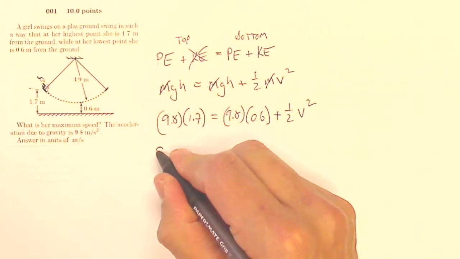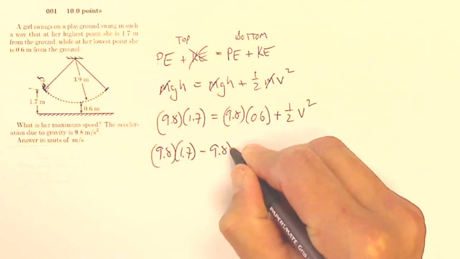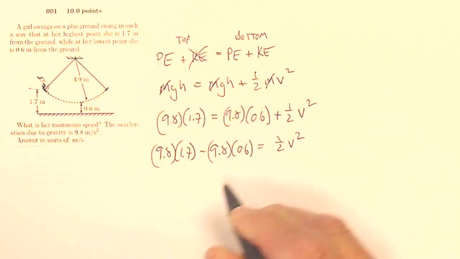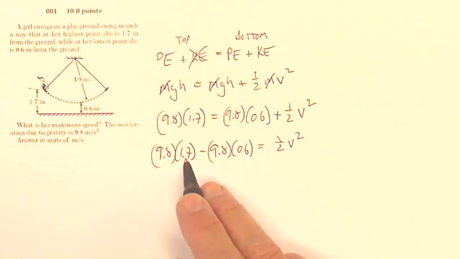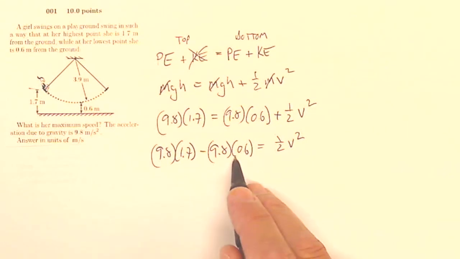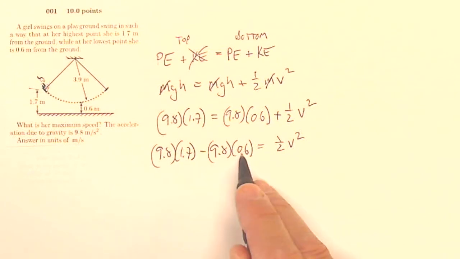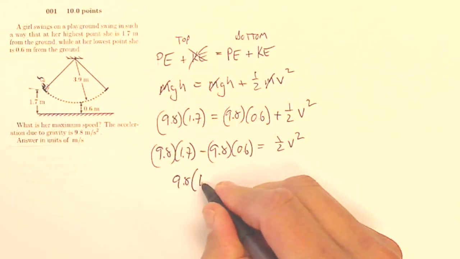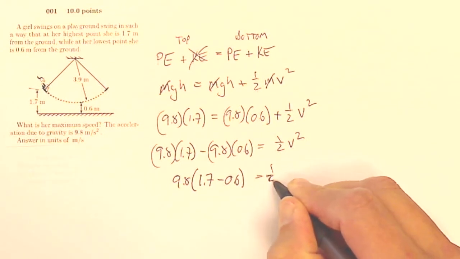Now when I subtract this, I'll get 9.8 times 1.7 minus 9.8 times 0.6 equals 1/2 v squared. You might notice that you can actually pull a 9.8 out of here and just get the difference in height, because really it's the loss of potential energy that's going to become the kinetic energy, and the difference in potential energy is going to be the difference in height times gravity. So that's kind of an advanced way of doing it. So you could do 9.8 times the difference in height, which is 1.7 minus 0.6, equals 1/2 v squared.